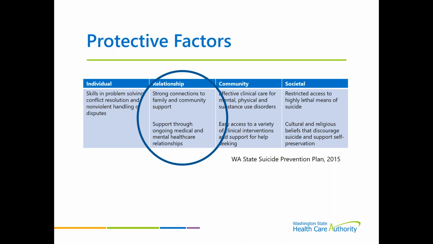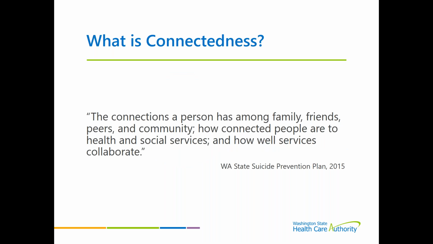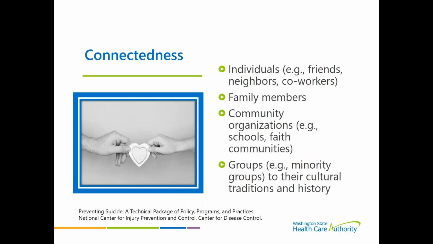So let's talk about connectedness and suicide. What is connectedness? The degree to which a person or group is socially close, interrelated, or shares resources with other persons or groups. Connectedness is promoted as a protective factor to prevent suicide and includes community-wide intervention and programs. Connectedness can include connection between individuals, friends, neighbors, coworkers, family, community organizations like schools or faith communities, the connection of groups to their cultural traditions and history.